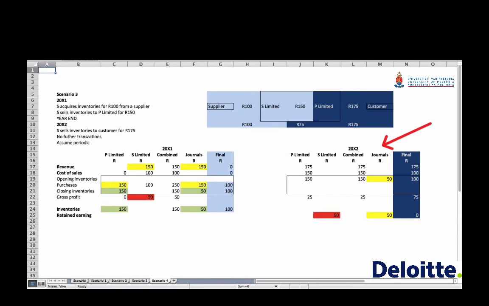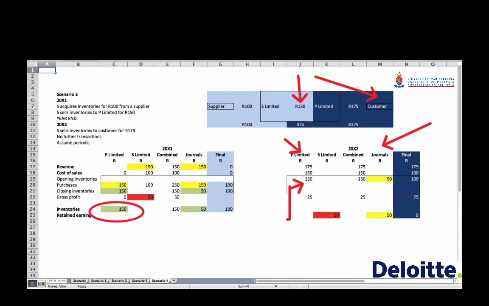Remember now, P Limited had inventories on hand of 150 Rand. P Limited sold these inventories to an external customer for 175 Rand. So in the accounting records of the parent, you'll see there's revenue for 175, the 150 Rand of the inventories purchased last year and was sitting in the statement of financial position for the parent as an opening balance has now been transferred from opening inventories up to the cost of sales at the beginning of the period.